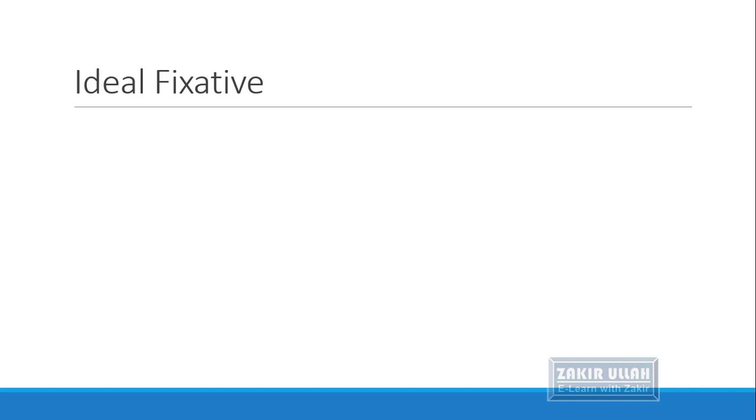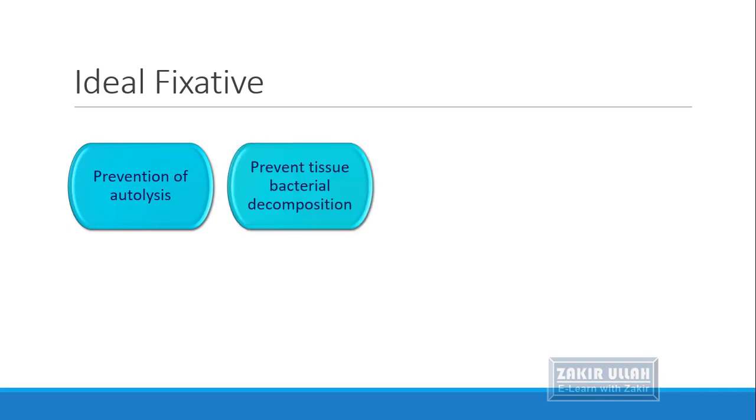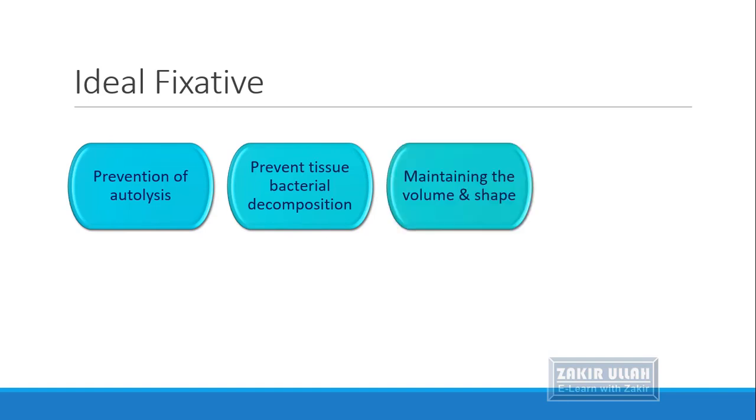How should an ideal fixative be? So an ideal fixative should prevent autolysis, that after death the cells start destroying all their components. So the first purpose of a fixative is to prevent that destroying and autolysis of the cells, and the second purpose is to protect the cells from other environmental conditions or other microorganisms that try to destroy the structure of the cells and start decomposition within the cells.